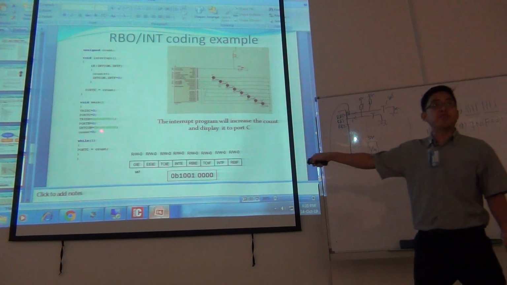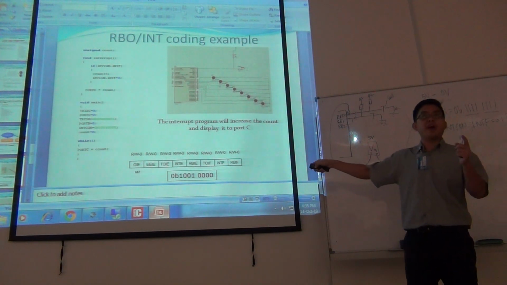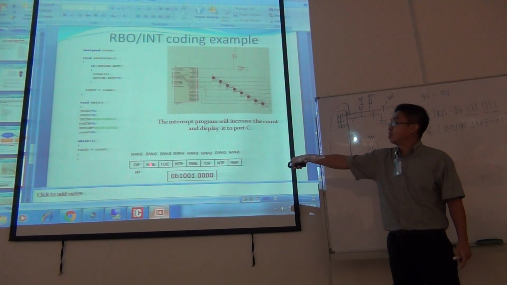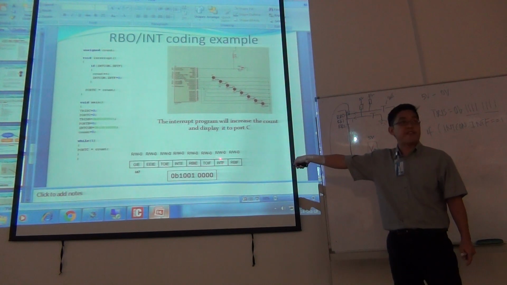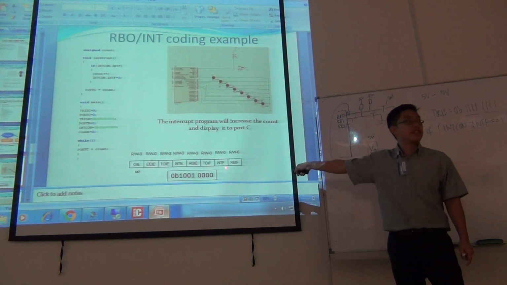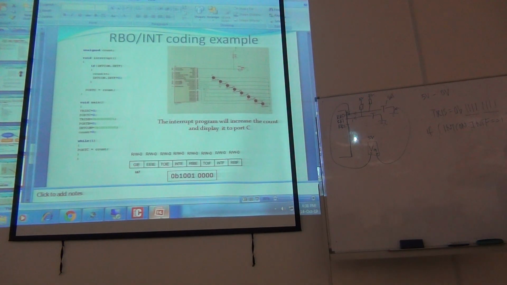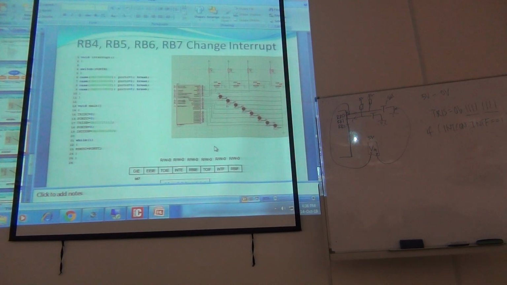Alright, now. Here is the component. You must remember that all the interrupts have their partner. So now T0IE, INTE is partner with INTF. This is the flag. So this is the first one, for RB0 interrupt. So let's go for the second one. RB4, RB5, RB6, RB7 change interrupt. This is the second one.